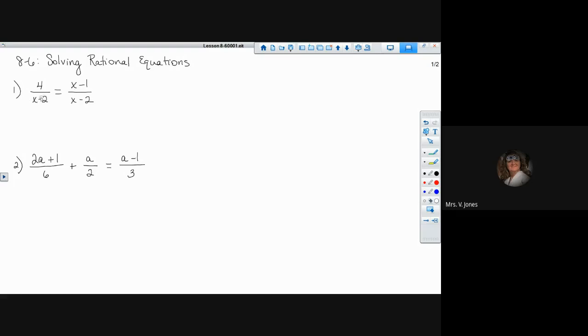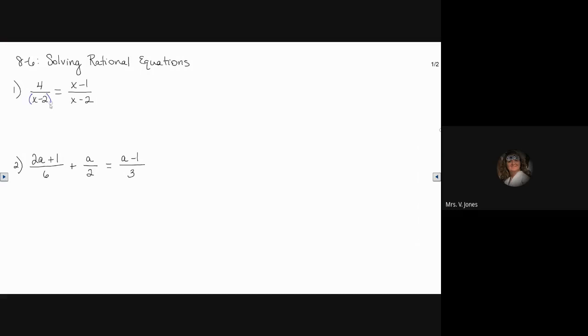Since it's a fraction and we've got this subtraction here, I'm going to go ahead and put this in parentheses to keep in mind that the 4 and the 2 cannot cancel. It's not just a 2, it's an x minus 2. Over here, we've got our x minus 1, putting that in parentheses on top, and x minus 2, putting it in parentheses on the bottom.